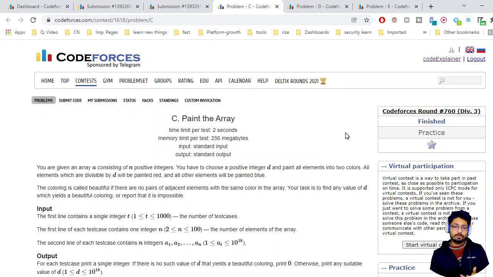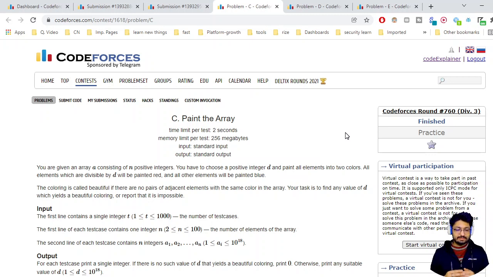painted blue. Fine. So the problem statement till now is that you have an array, all positive numbers. You have to take a D. Then you have to paint all the numbers according to D such that if the number is divisible by D, you have to paint it red, or else you have to paint it blue.